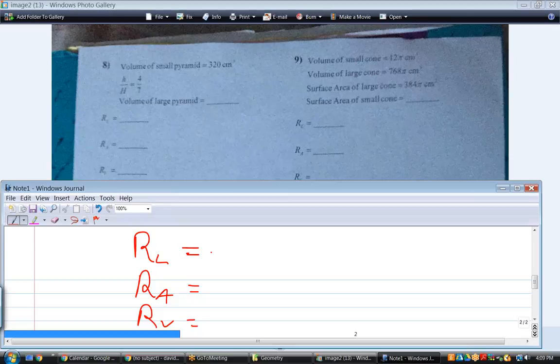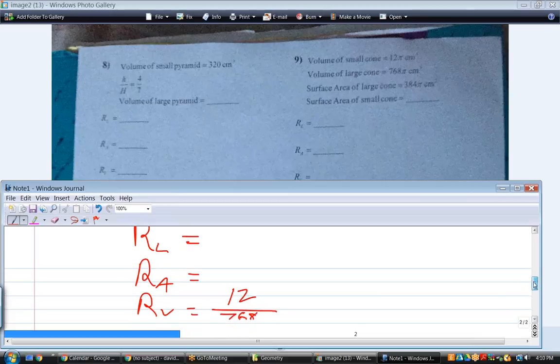So what's the linear ratio? Excuse me, what's the volume ratio? What's R sub V? 12 over 768. Right? And from that, we can figure out the other two ratios.